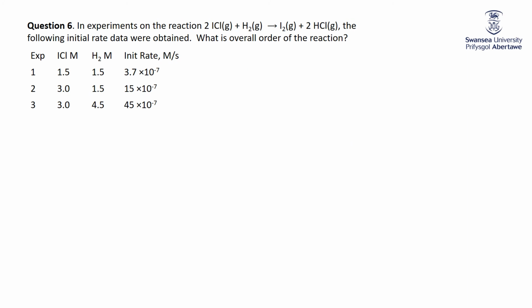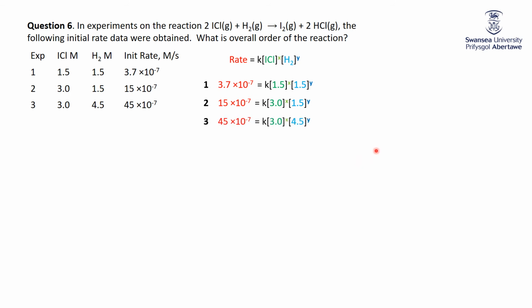Same idea, same process. I'll put it all up and make sure you see what we're doing. First of all, we know our reactants, ICl and H2, so that's what's going to be in the rate law: ICl and H2. We don't know the X, we don't know the Y, so we have to use these rate data to get that. And so I just take the data that I've got, which are rather nasty looking, all these times 10 to the minus 7s and so on, throw them into this general rate law equation, and now I'm going to solve.